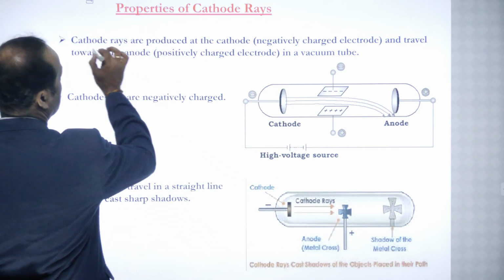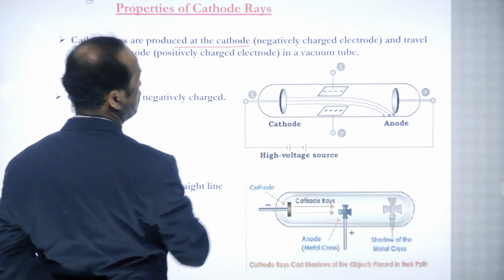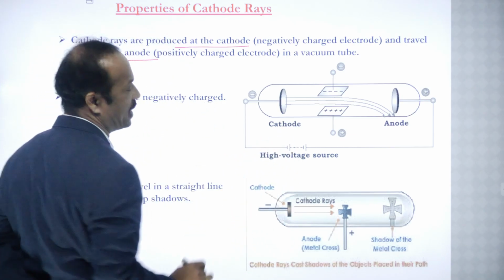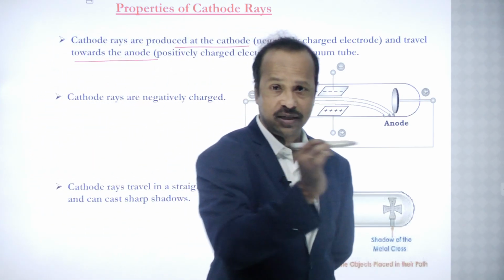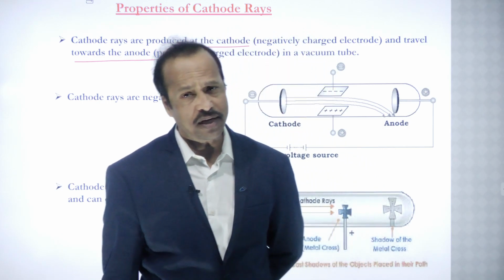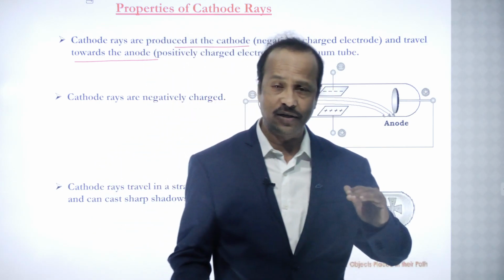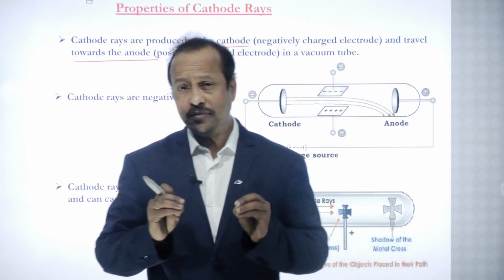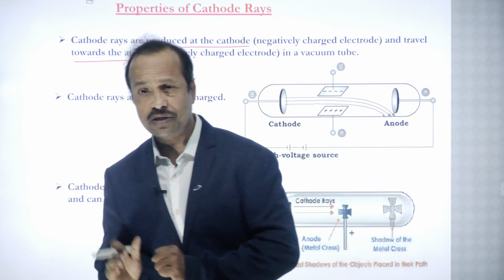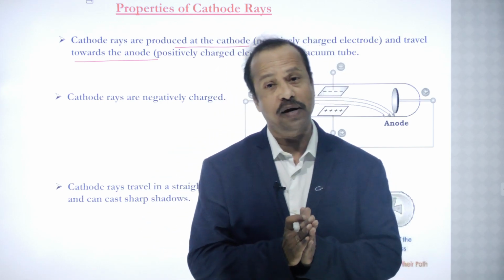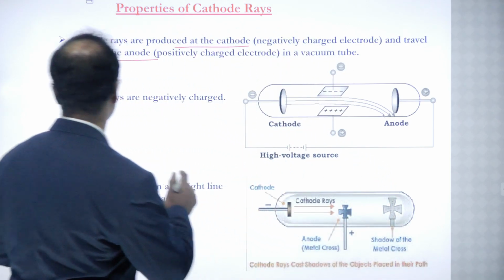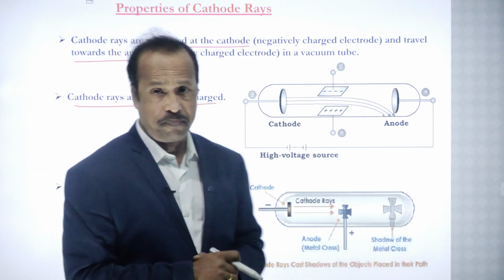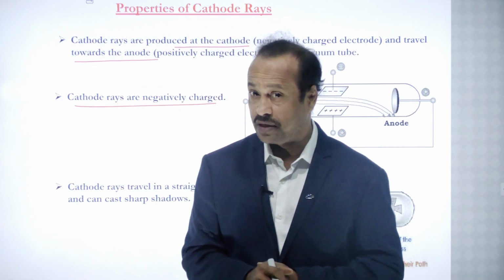So cathode rays are produced at the cathode, and they travel towards the anode in a straight line. Now how do you know these particles are negatively charged? The second point is that these cathode rays are negatively charged particles. How can you say these particles are negatively charged?